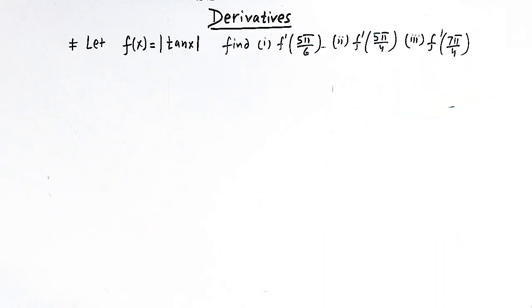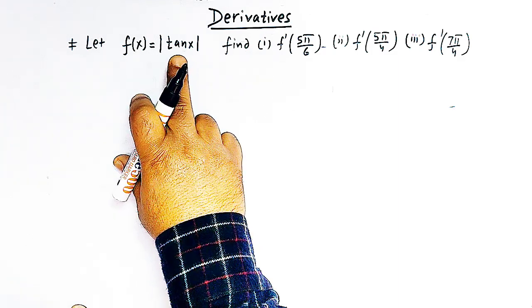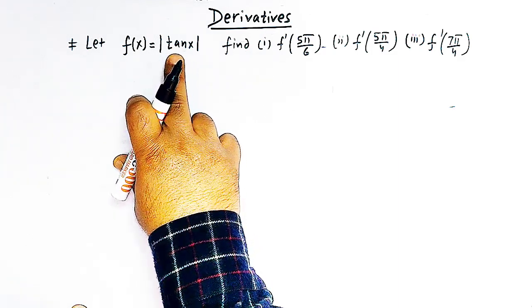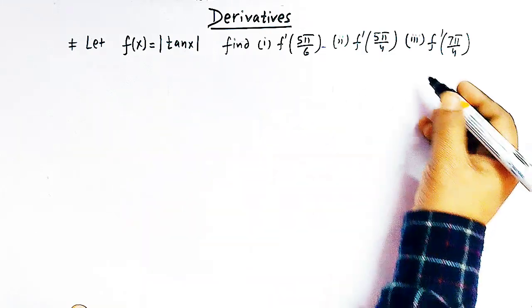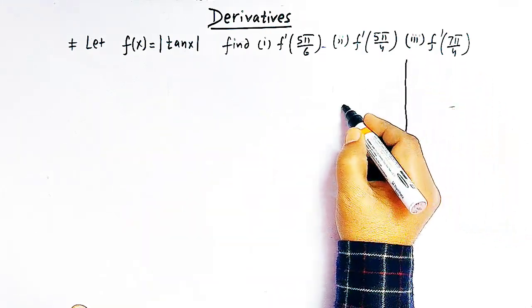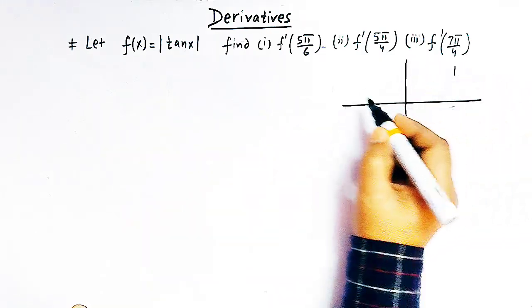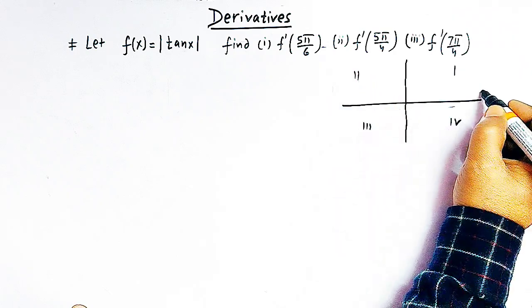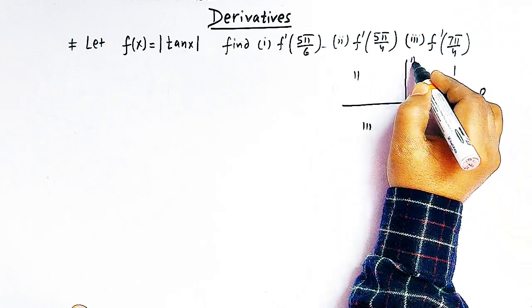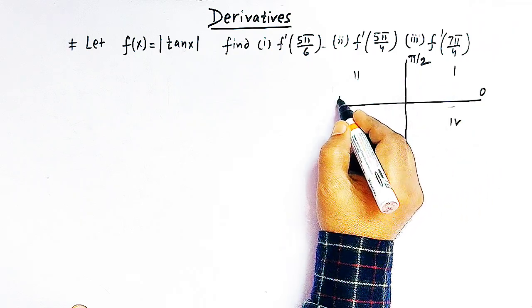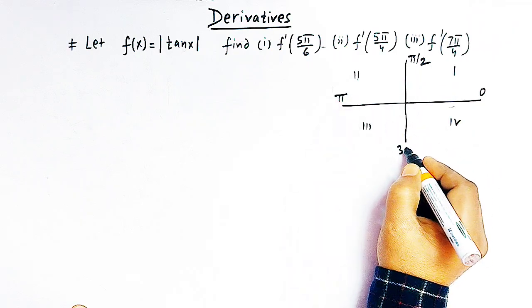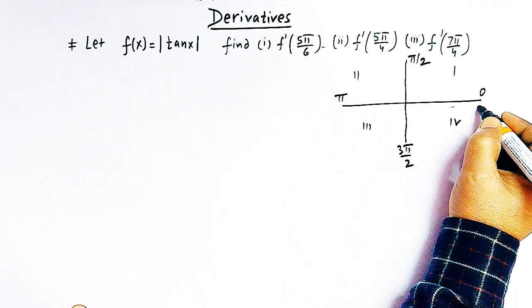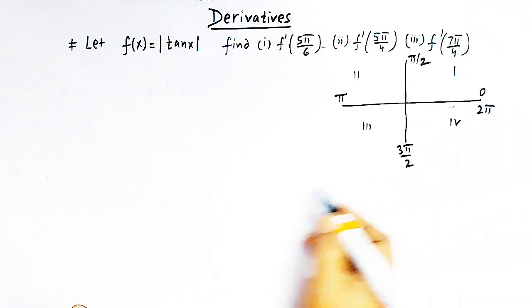using the concept of mod function. So let us first see the sign convention for the function tan x. Here we have the four quadrants. This is the first quadrant, this is second, this is third, and this is fourth. Here we have 0, here we have pi by 2, here we have pi, here we have 3 pi by 2, and here we have 2 pi.